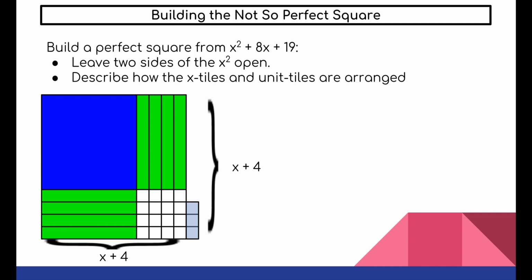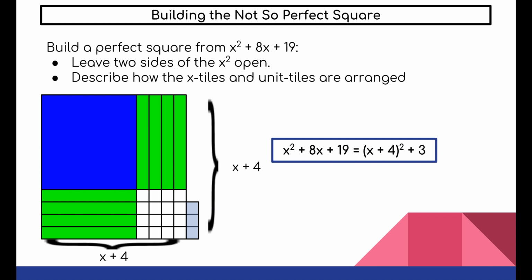Now, some students may already guess what the equation should be. After all, in the previous diagram, we were missing 2 tiles, and so we had a subtraction of 2. But in this diagram, we have an extra 3 tiles. We may want to even ask students, what do they think the expression should be? In this case, it'll be the square of x plus 8x plus 19 equal to the square of the quantity x plus 4 and 3 extra, or plus 3 unit tiles.